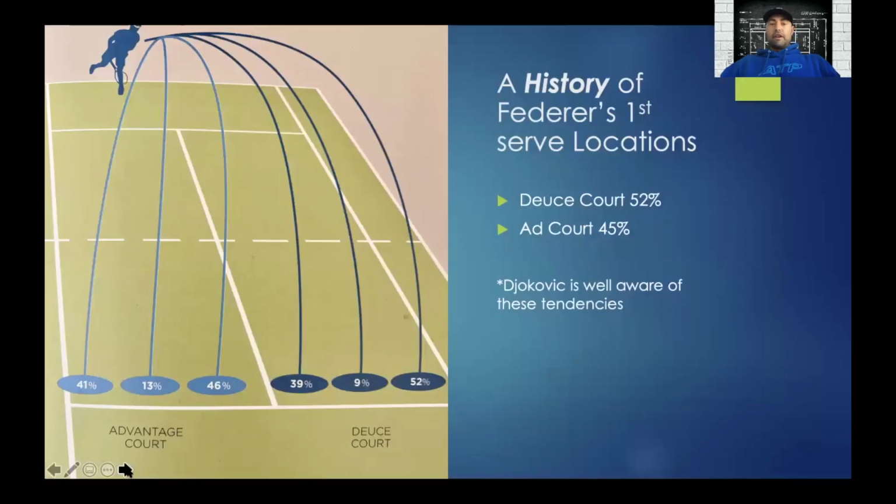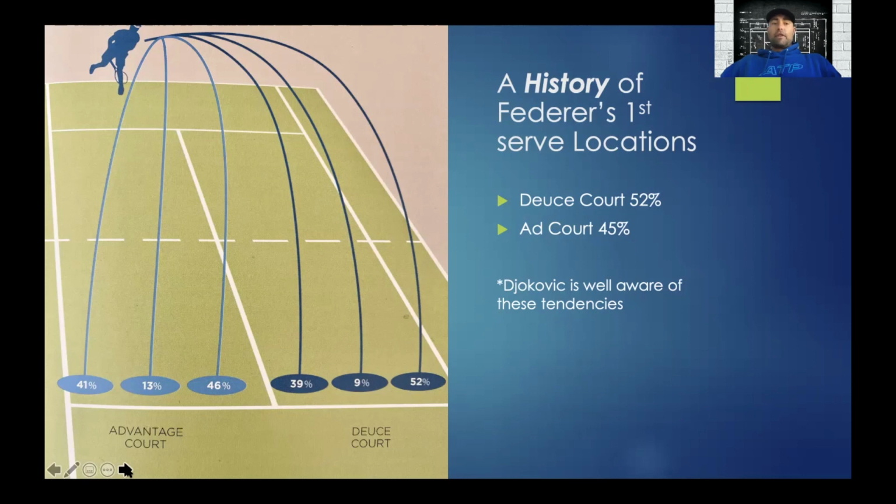So a history of Federer's first serve locations. Historically, and this is career data here, Federer is probably the most studied player of all time. There's probably more data on Federer than any other player. He likes to hit the deuce court slice serve out wide 52% of the time. So that is a really dominating target for him, as you can see. And on the ad side, it's 45% up the T. That's a little bit less dominant, but especially on grass where you can work with the slice, you get a lot more value out of your slice.